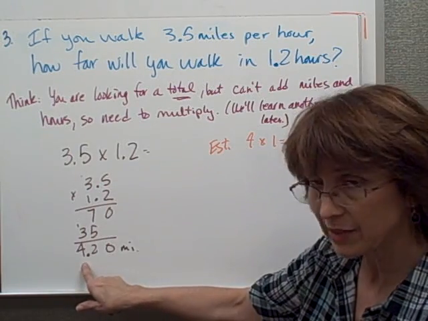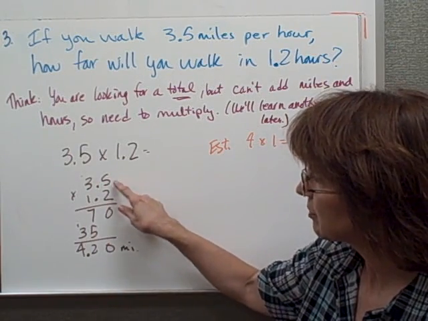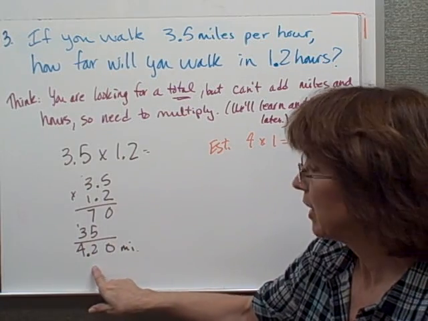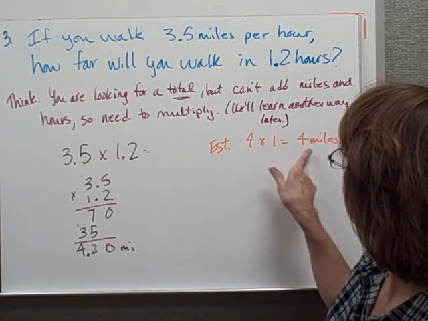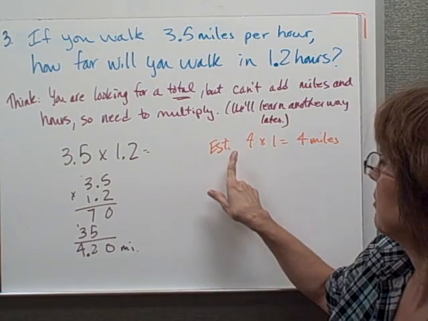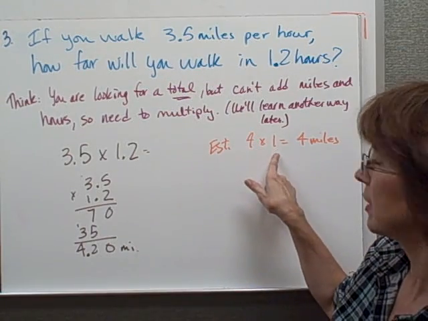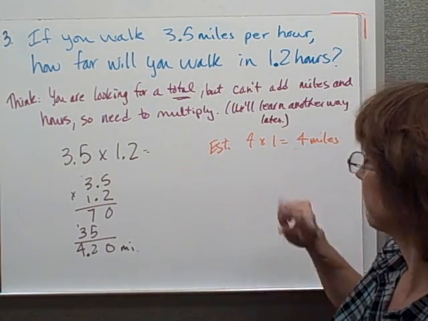They do not line up in the answer because the problem has 2 numbers behind the decimal, so my answer has to have 2. I got about 4.2 miles. I forgot about the estimating, but the estimating would be about 4. It's about 4 miles times 1, which would be 4 miles, and that's about what it ended up being. All right.